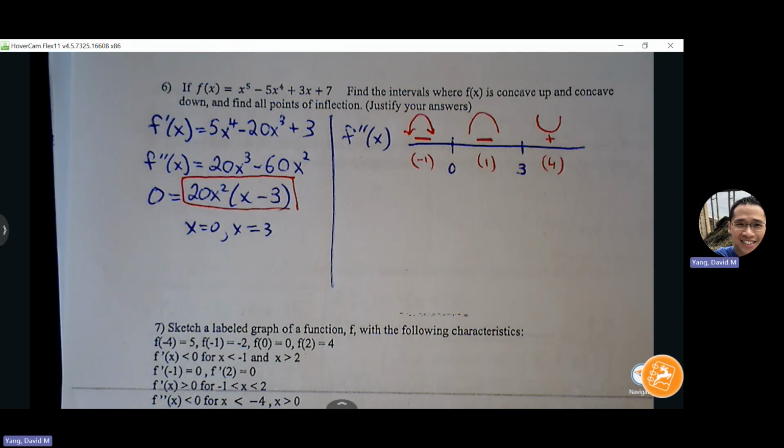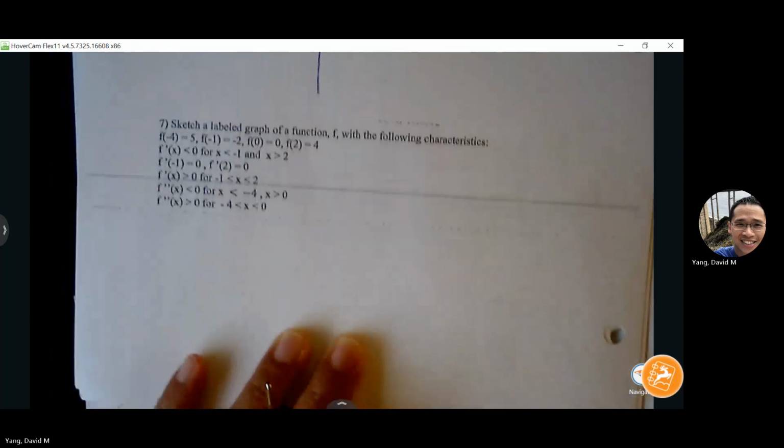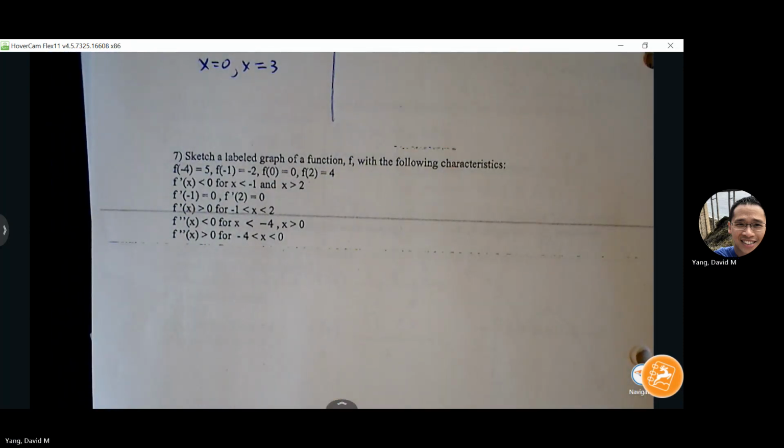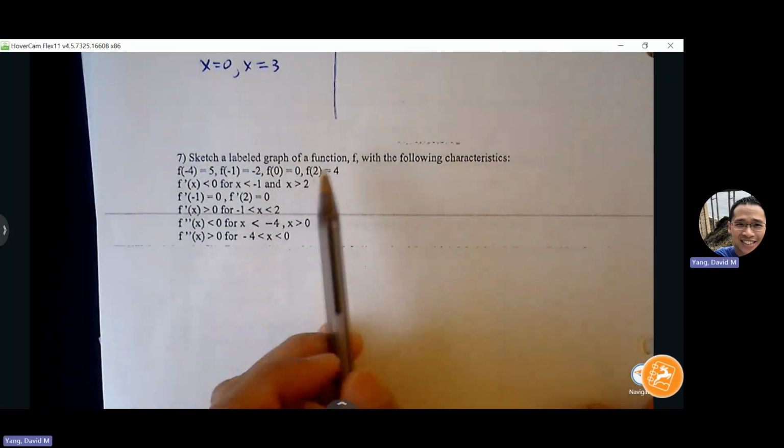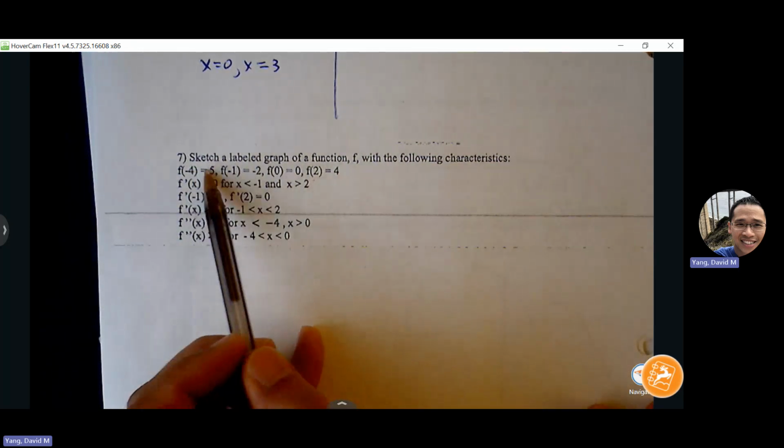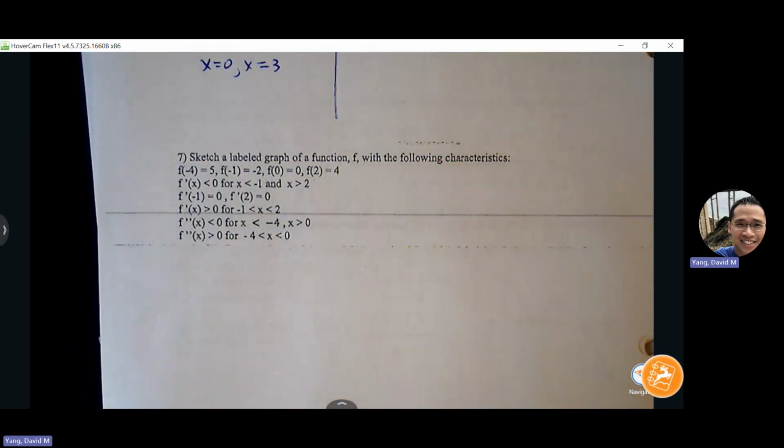Any question about which graph? Okay, so let's do the one on page 10. It says sketch a labeled graph with the following characteristics. I have a bunch of ordered pairs that I can just go ahead and place onto my graph.